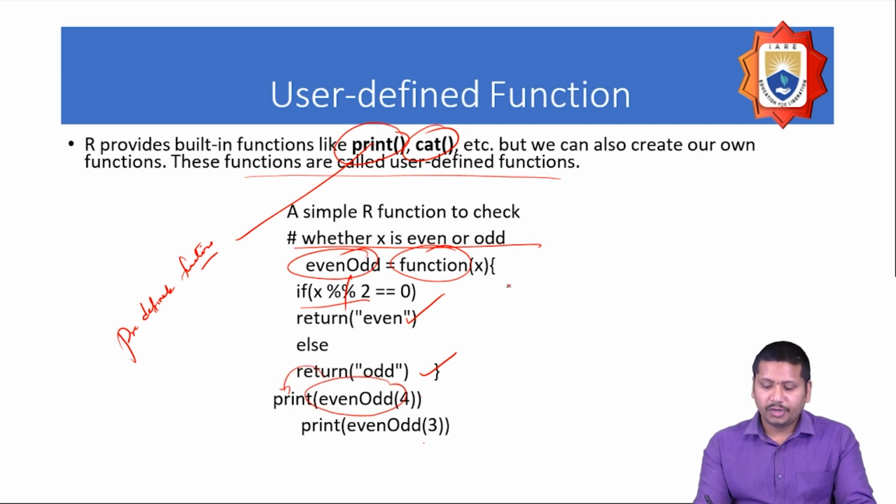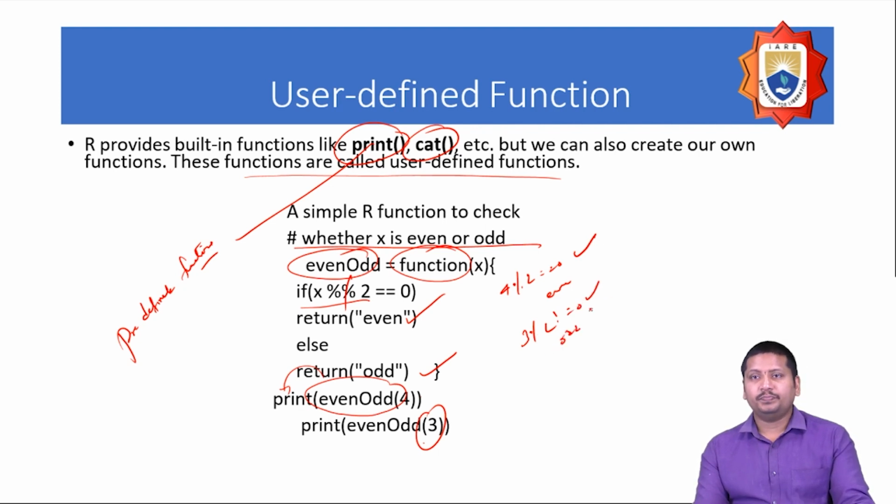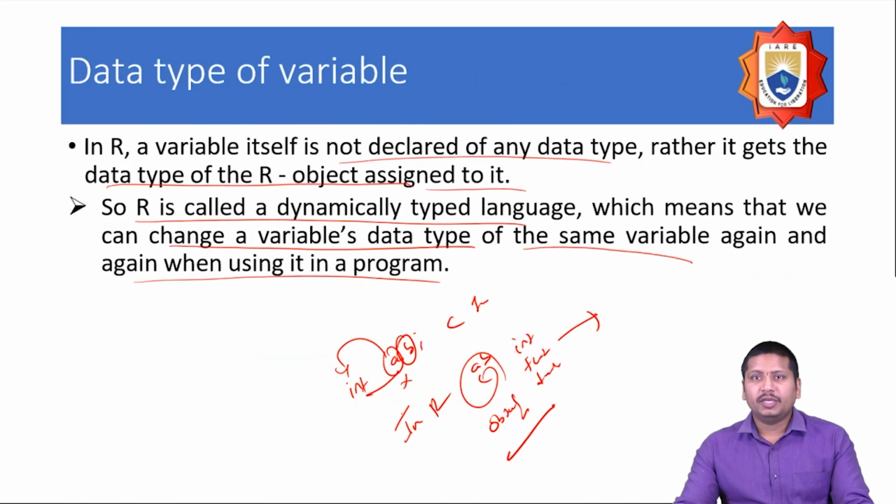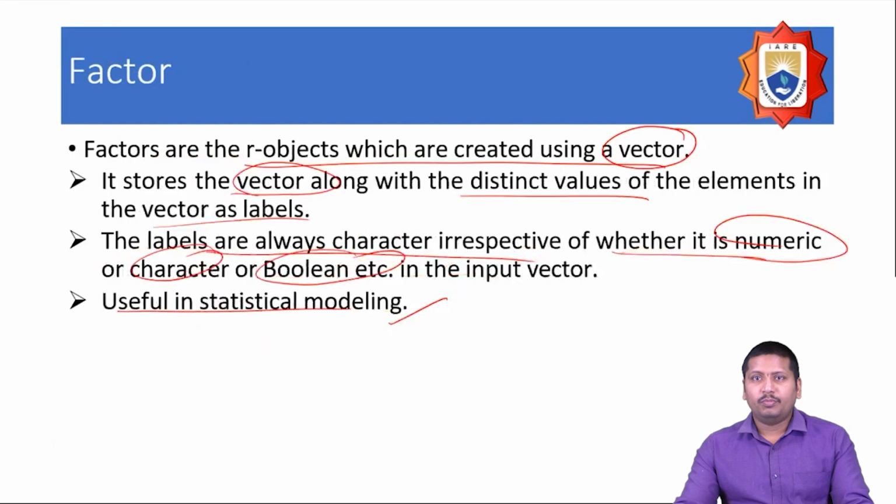Print of 4 means x value becomes 4, 4 % 2 is equal to 0, true, so even is going to print. If I pass 3, 3 % 2 is not equal to 0, yes, so that's why it should be odd. So like this I can print predefined and user defined functions. Okay, so these are the different basics of our programming.